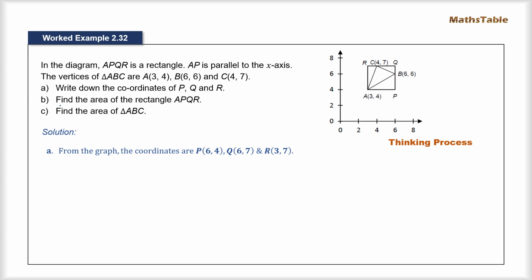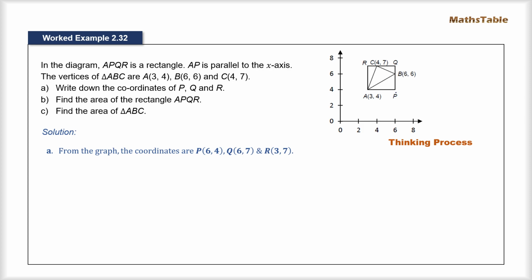Now, in the second part, we are required to find the area of this rectangle APQR. Now, as we know that the area of a rectangle can be found by taking the product of the two lengths, length and width, which in this case are AP and PQ. So we can simply calculate the lengths of these two sides from this given figure.